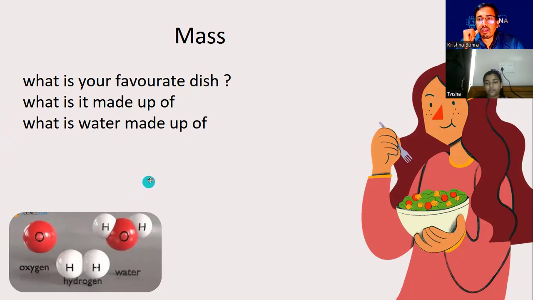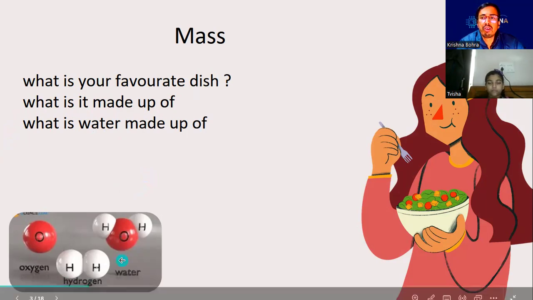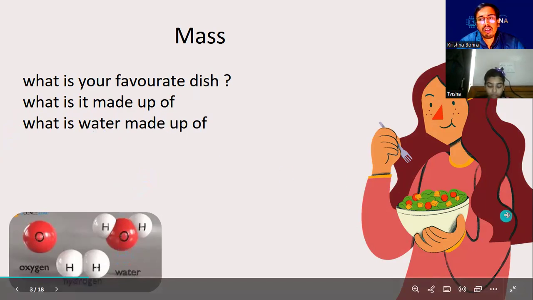Hydrogen and oxygen. Yes, exactly. Water is made up of hydrogen and oxygen, or we can say water is made up of H2O. So we can consider H2O as the constituent molecule for the entire water.